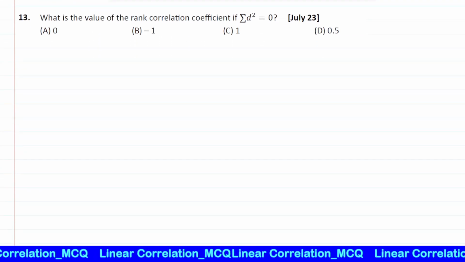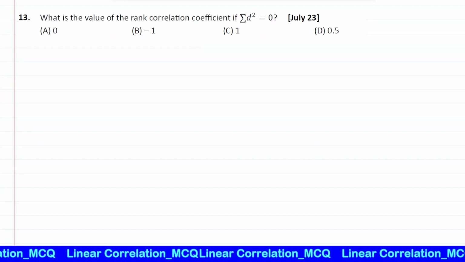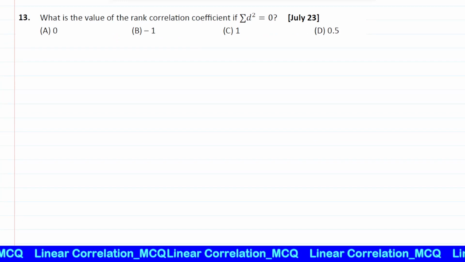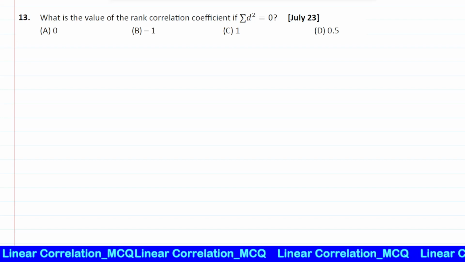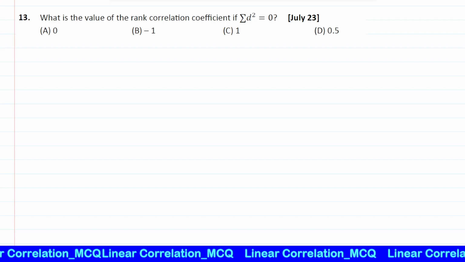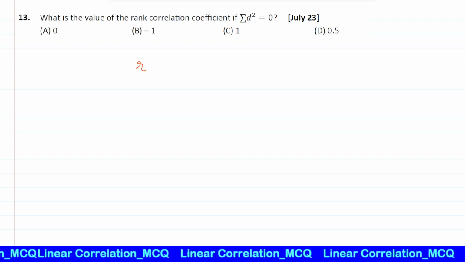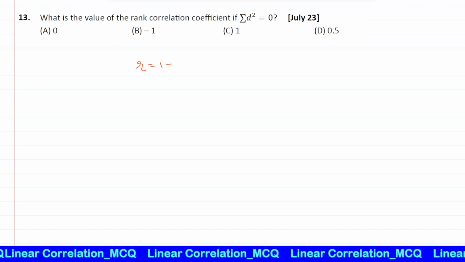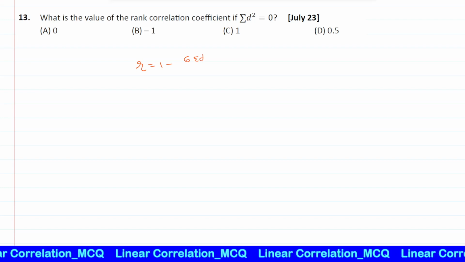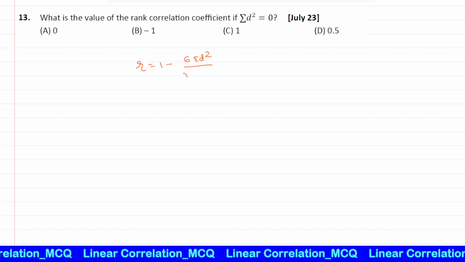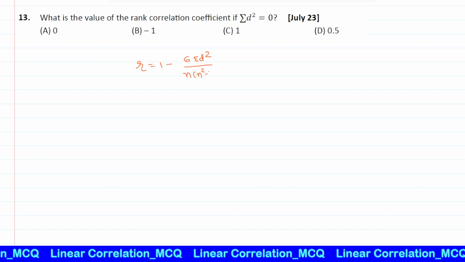Question 13, July 23. Regarding rank correlation, what is the value of the rank correlation coefficient if sigma d square equals 0? See, what is the formula of the rank correlation coefficient? 1 minus 6 sigma d square divided by n(n square minus 1).